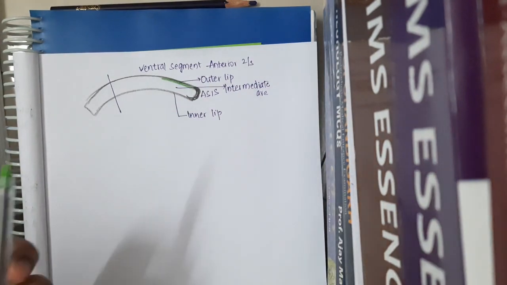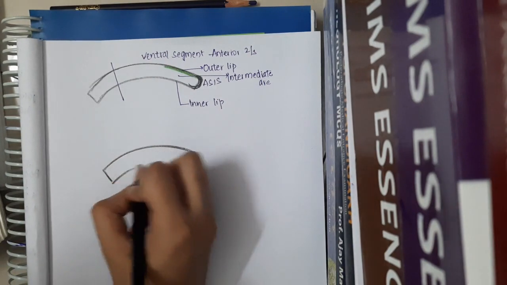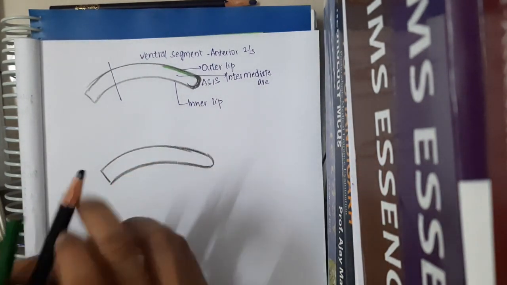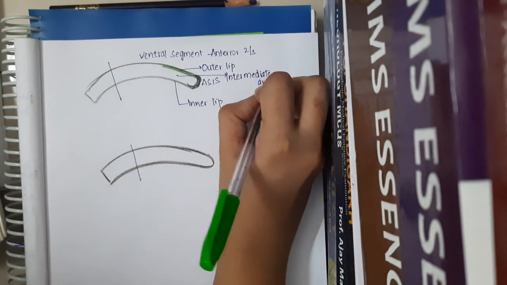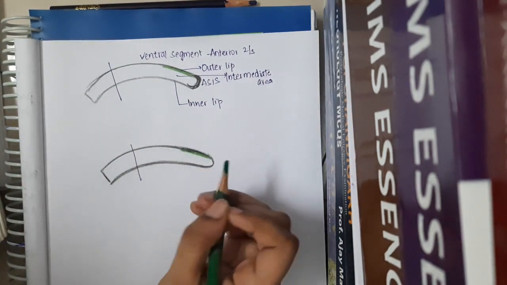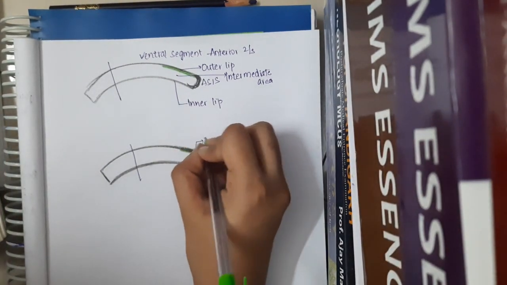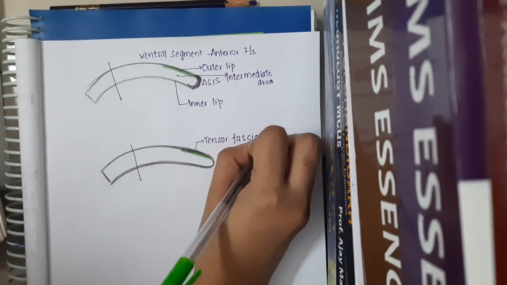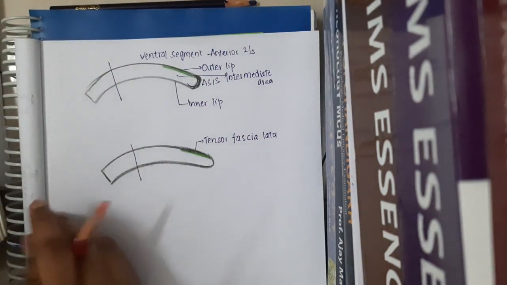Okay, I'll just draw this again because it becomes clumsier if I label it over there. So it is like this, right? Now this is the outer lip, this is the inner lip, this is the intermediate area. So in the outer lip, first you have tensor fascia lata. Then after tensor fascia lata you have muscle insertion.